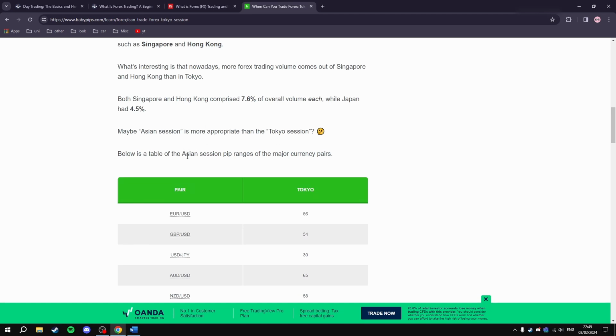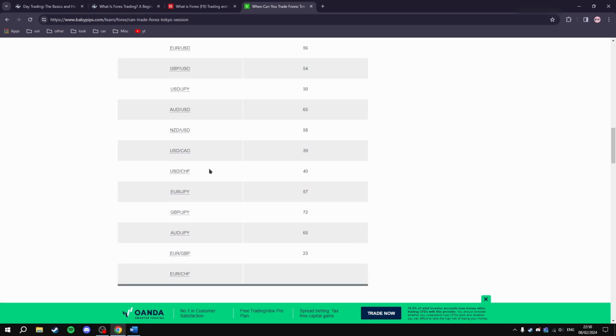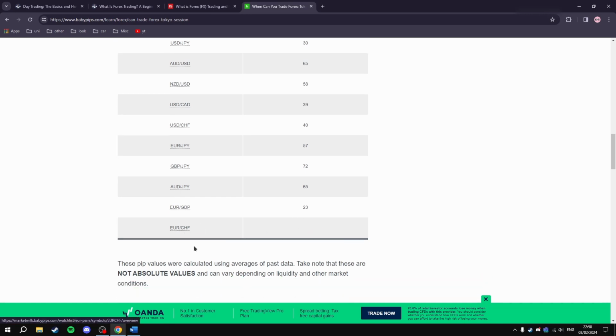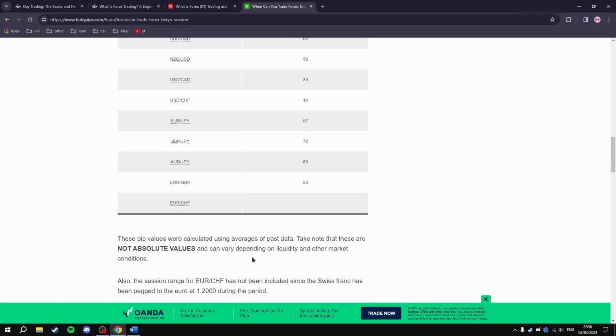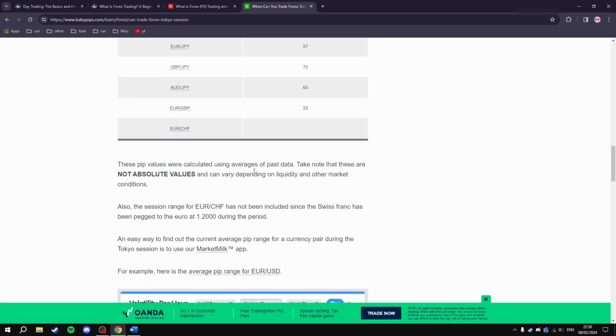Below is a table of the Asian session pip ranges of the major currency pairs. There's nothing here for Euro CHF though. I wonder why. These pip values were calculated using the averages of past data. Take note that these are not absolute values and can vary depending on liquidity and other market conditions. Also, the session ranges for Euro CHF have not been included since the Swiss franc has been pegged to the euro at 1.2000 during the period.